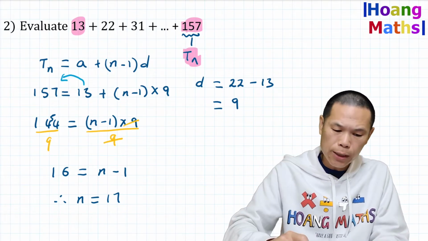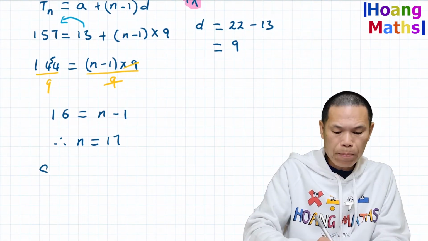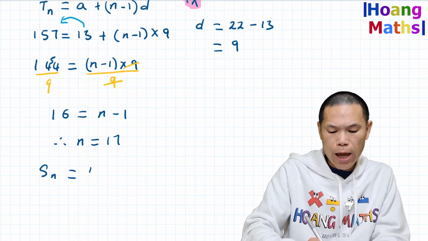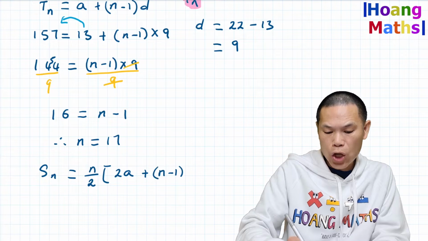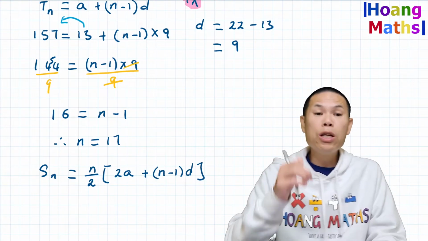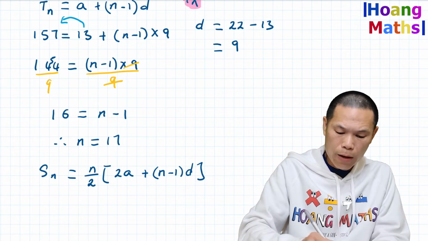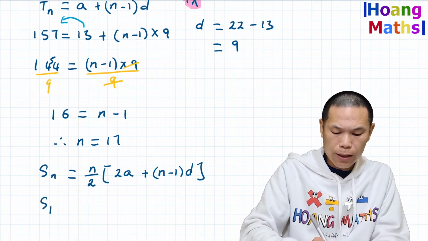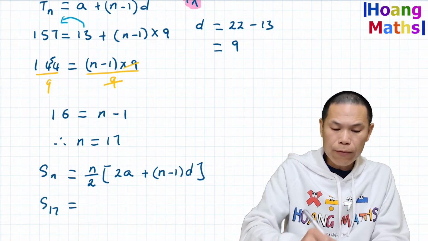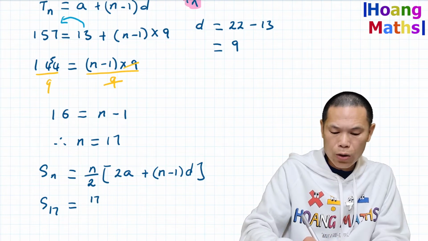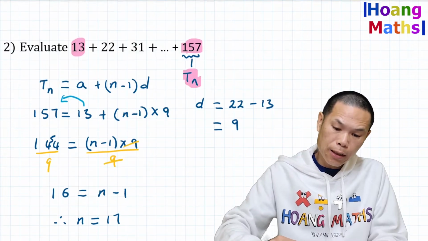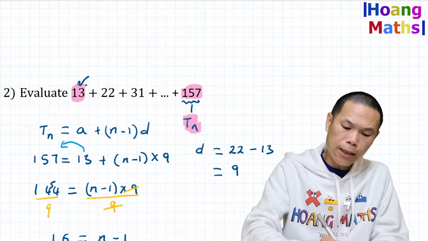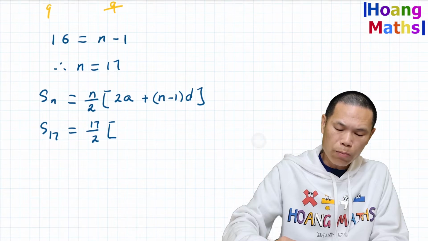So the rule for this is the sum of n terms is equal to n over 2, and 2 lots of a, I add n minus 1 times the common difference. And we know that there are 17 terms altogether. So we find S of 17, and n is 17. So therefore 17 over 2. And we know that a is 13. So therefore we just replace with that.